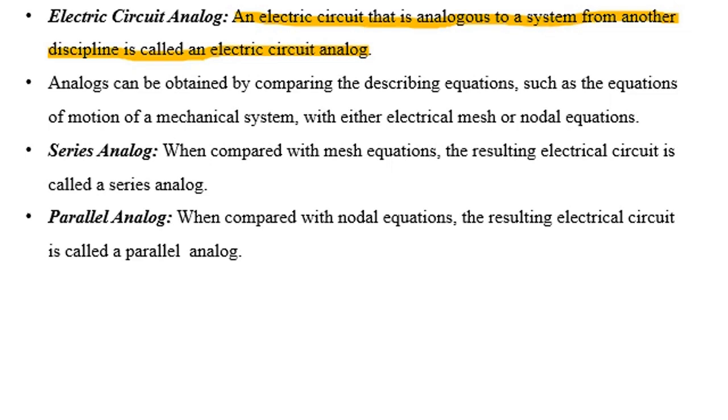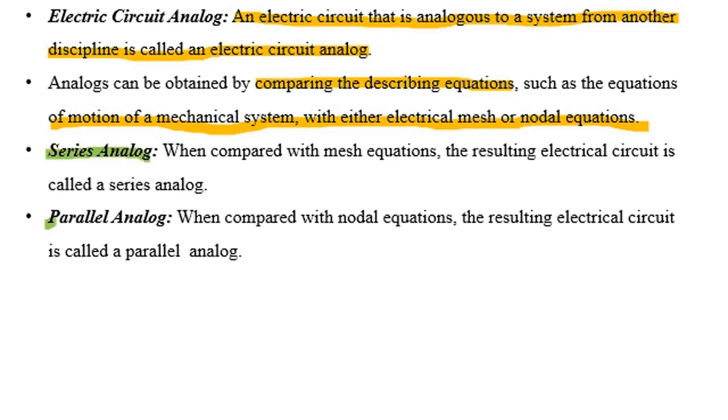This can be done by comparing the equations defining the dynamics of the system. If we have an electric circuit, we will find the equation for that. And second, we have a mechanical system, and we will find the equation for that system too. Then we will compare the variables, and with this comparison, we will make our desired analog electric circuit.